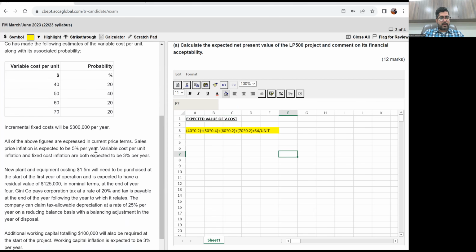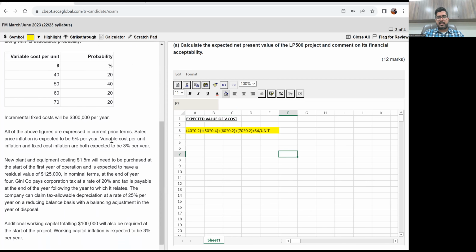Incremental fixed cost is 300,000 per year. All of the above figures are expressed in current price terms, today's terms. Sale price inflation is 5% per year, variable cost inflation and fixed cost inflation 3% per year. New plant and equipment costing 1.5 million will need to be purchased at the start of the first year, and is expected to have a scrap value of 125,000 in nominal terms at the end of year 4. Tax rate is 20%, payable at the end of the year following the year to which it relates.